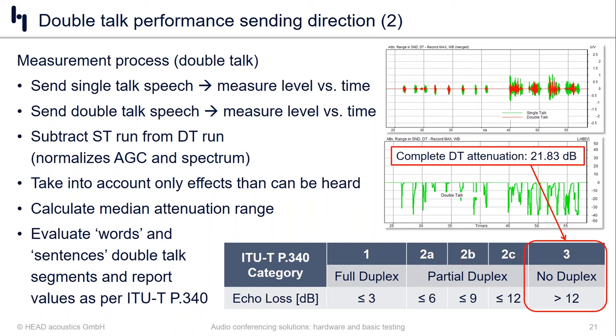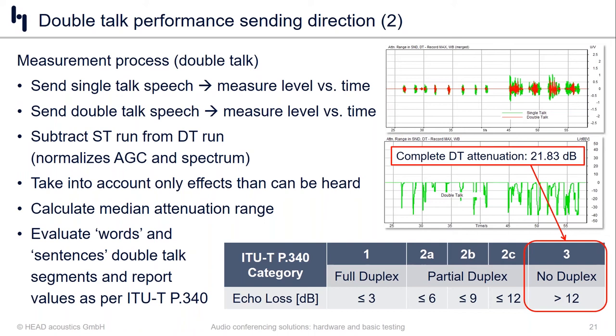So what we can do now is compare the differences. The first run, the single talk run, is going to be essentially the ideal scenario. When we run it again, that's going to be the real scenario where we see how well it performs relative to the ideal. So we do some subtraction to normalize AGCs and spectrums. We then do some histogram math to remove the extremes and really only focus on the essential portion of the speech. And then we calculate the median attenuation range.